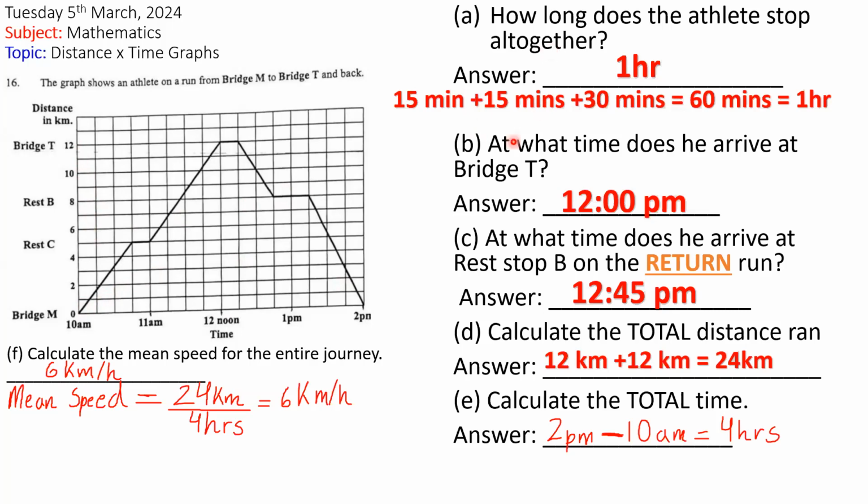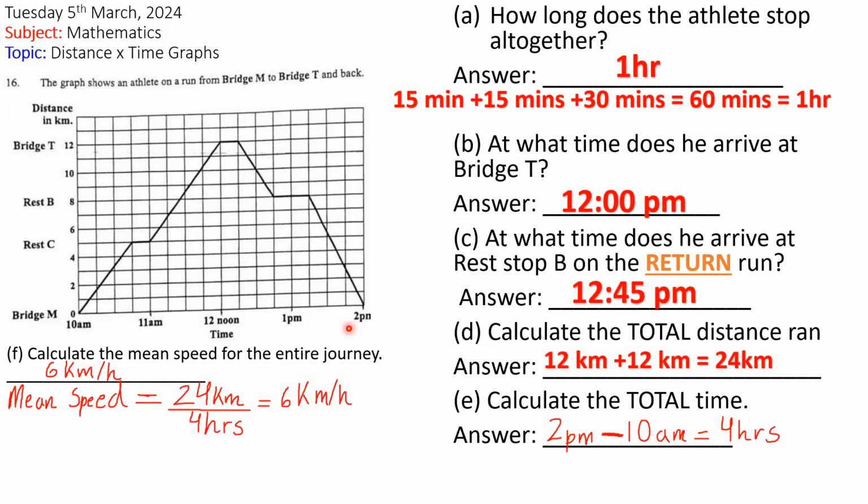Calculate the total time. And we know that the athlete started at 10 a.m. and 10 a.m. to 11 a.m. is 1 hour. And 11 a.m. to 12 noon, that's another hour. And 12 noon to 1 p.m., that's another hour. And 1 p.m. to 2 p.m., that's another hour. So that's a total of 4 hours that the athlete ran altogether. And question F says, calculate the mean speed for the entire journey.